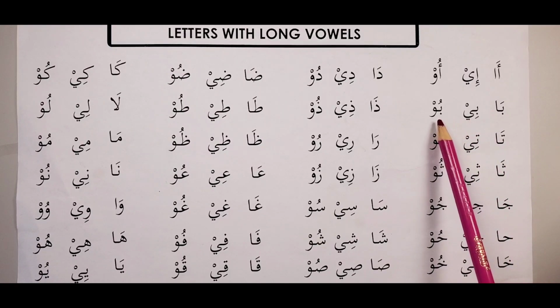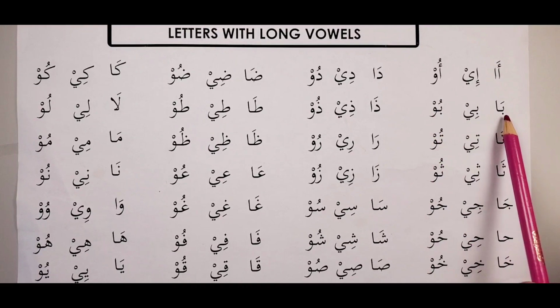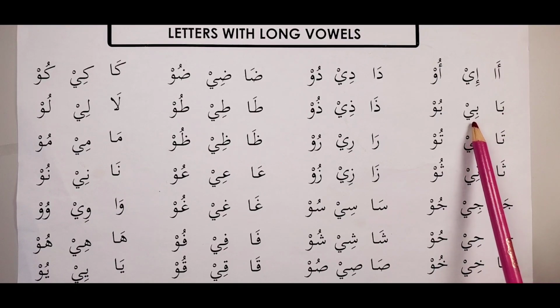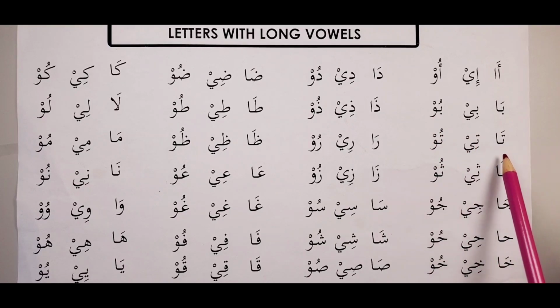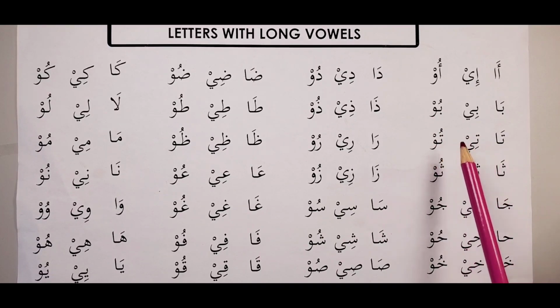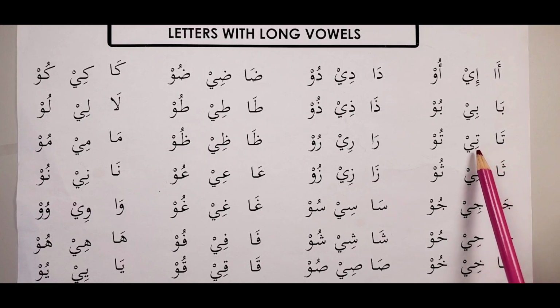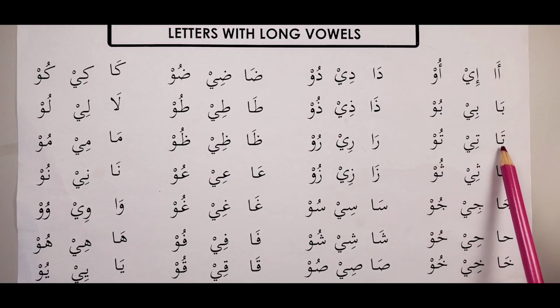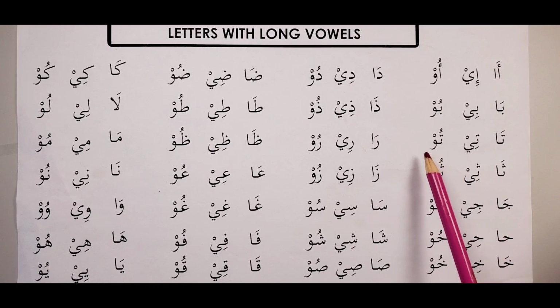The second one, Ba, Bi, Boo. Now let's say we didn't have the long vowels. We will have read it like Ba, Bi, Boo. But we have a long vowel. Ba here, Bi here, Boo. Ta, ti, tu, we make it long like this. Ta, ti, tu.